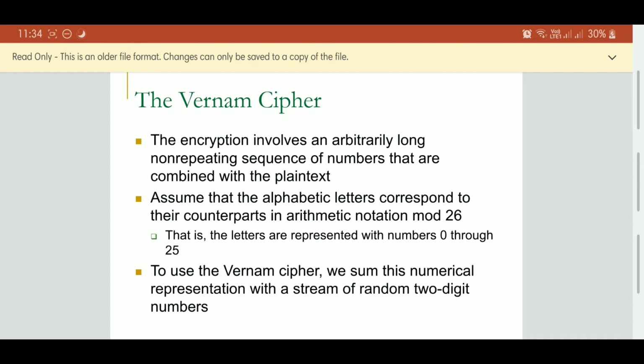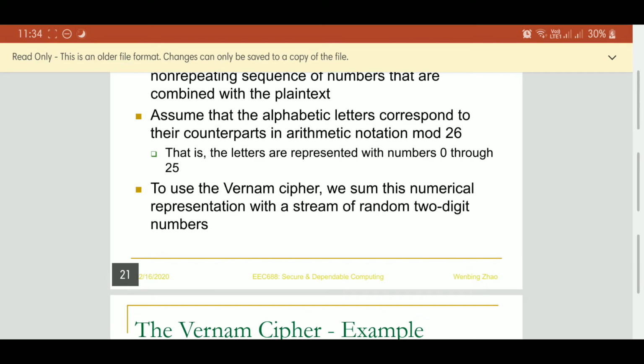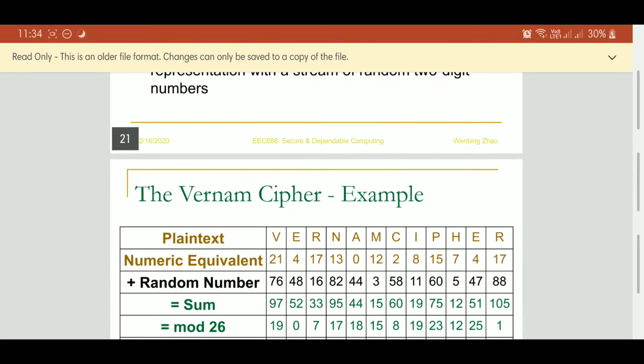Assume that the alphabetic letters correspond to their counterparts in arithmetic notation mod 26, that is, the letters are represented with numbers 0 through 25, like A for 0, B for 1, C for 2, and so on. Hence we get Z for 25. To use the Vernam cipher, we sum this numerical representation with a stream of random two-digit numbers.